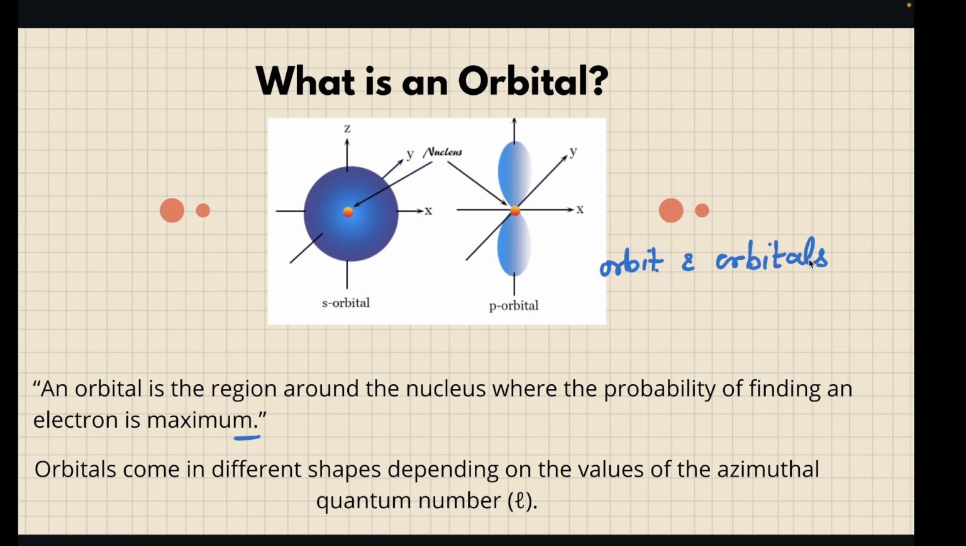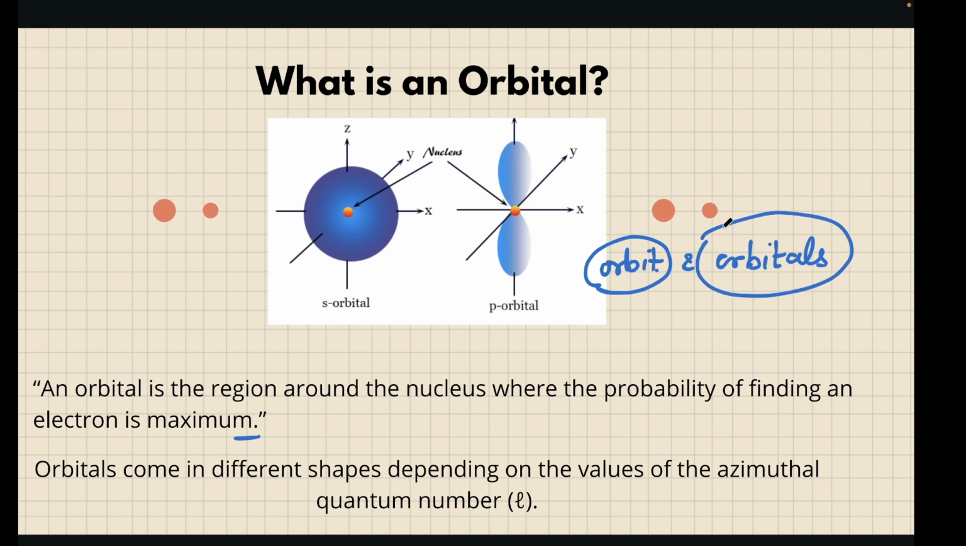In Bohr's model, orbit means a fixed circular path around the nucleus, just like planets revolve around the sun. Bohr believed that electrons move in these fixed paths without radiating energy. But in the quantum mechanical model, we don't talk about fixed paths. Instead, we talk about orbitals.